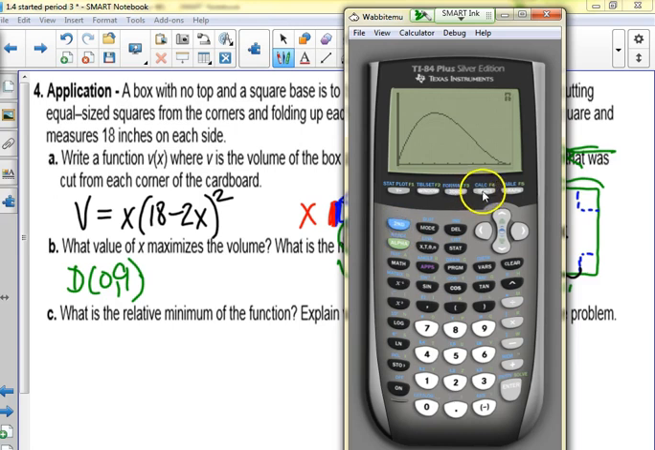We need to find the maximum real quick. Did anybody already find the maximum? I know you know how to do this. Between 0 and 9, what was the maximum? The maximum occurred when x is 3, and the maximum volume of the box is the y value of, yes. So the max volume equals 432 when x equals 3.